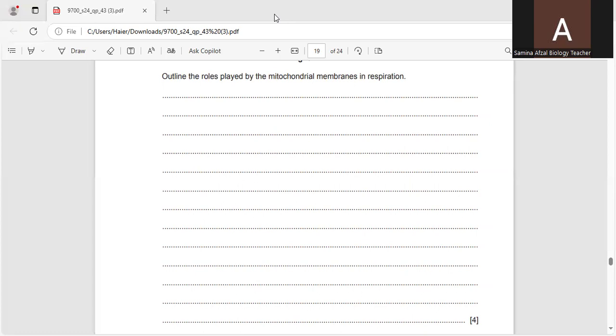First of all, we are talking about the outer mitochondrial membrane. It is highly permeable to small molecules, allowing for the free passage of ions and metabolites. And secondly, it contains protein import pores that allow the transport of protein synthesized in the cytoplasm into the mitochondrial matrix. And then the inner mitochondrial membrane has many folds, which increases the surface area.